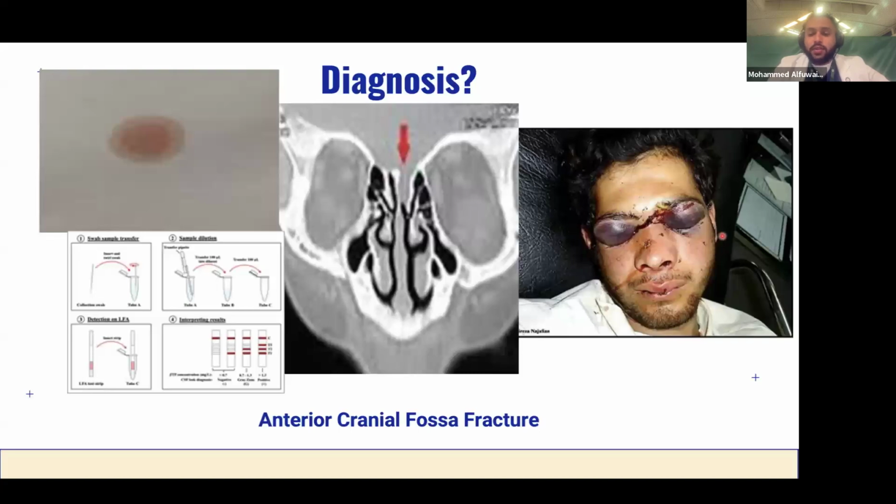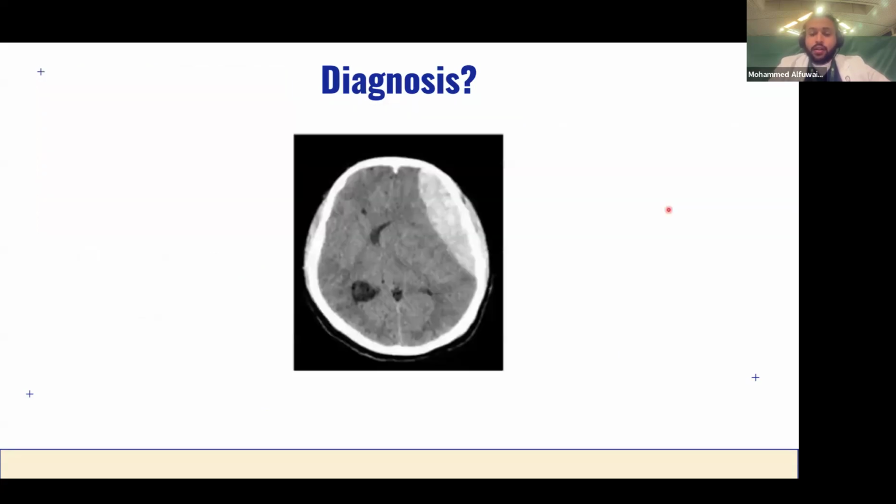And then you have other signs of anterior cranial fossa fracture, which is this, which is raccoon eyes. Okay. Tema, what is this? It should be very fast. You took this in neuro and you probably were examined in neuro.